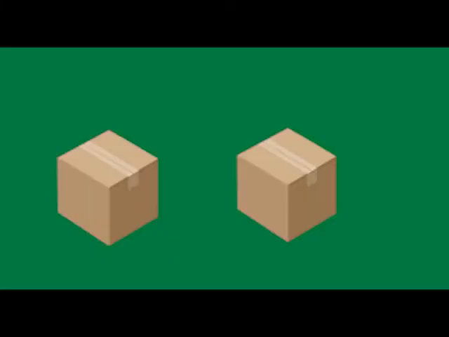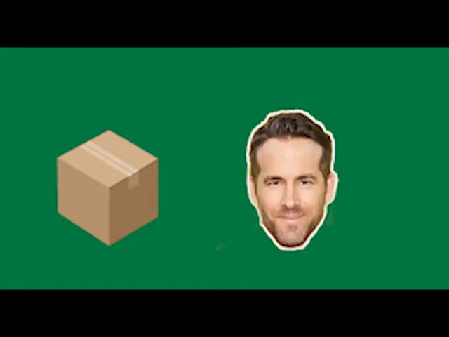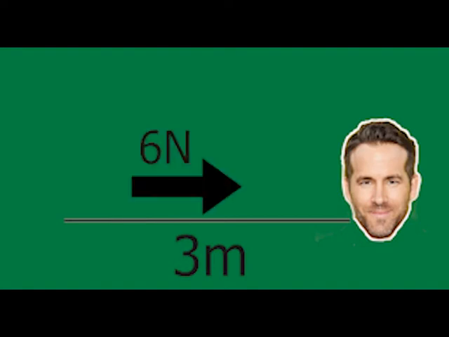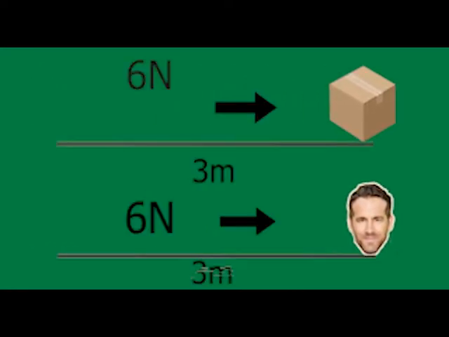Now imagine a second box. Wait, hold on. They look too similar. Okay, that's better. Now let's say Ryan Reynolds gets kicked the same distance as the box, with the same force applied onto him, but instead he reached the end in only 2 seconds. Because both the box and Ryan Reynolds travelled the same distance and had the same force applied to each of them, the work on each of them will be the same.